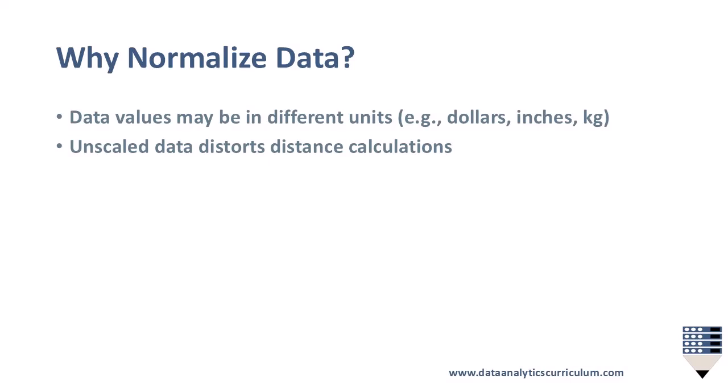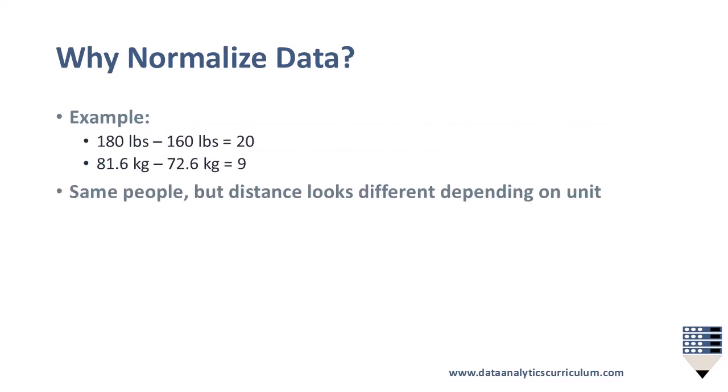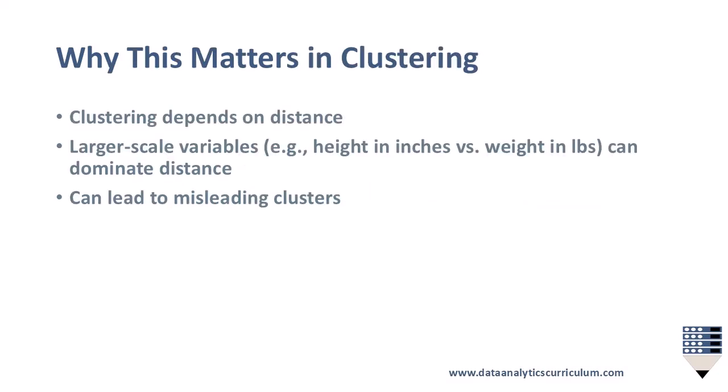Why normalize data? Data often come in different units like dollars, inches, or kilograms. If we don't normalize, these different units can distort our distance calculations. Here's a simple example. If one person weighs 180 pounds and another weighs 160, the difference is 20. But if we convert that to kilograms, the same difference becomes 9. It's the same two people, yet the distance looks completely different depending on the unit. That's why scaling matters.